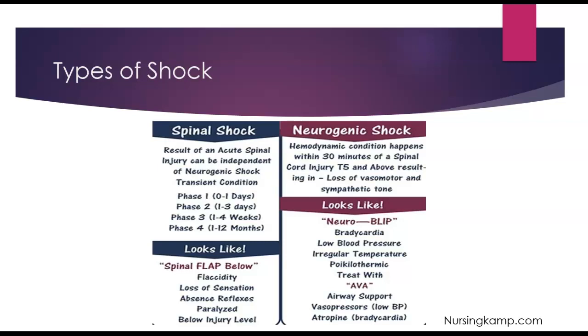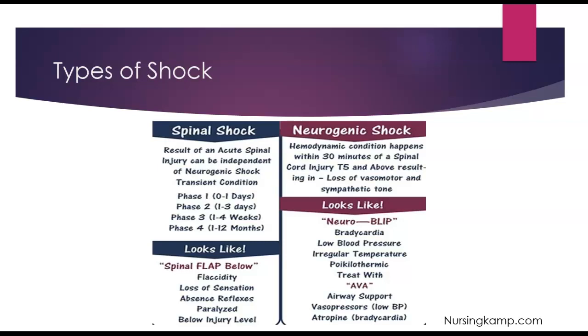So just keep in mind where that injury is and what you want to look for. Spinal shock and neurogenic shock can happen together, but they're actually two separate types of shock. You'll see the different phases here for spinal shock. This is more of a motor type of injury that we see. So it's that motor impairment, the flaccidity, loss of sensation, absent reflexes. Onset can be quickly after the injury.